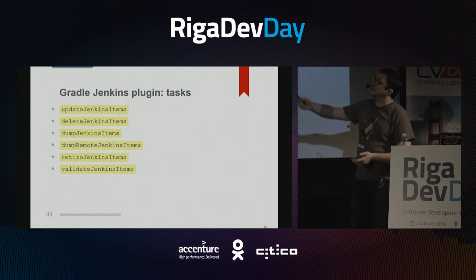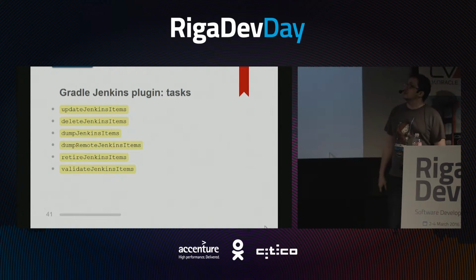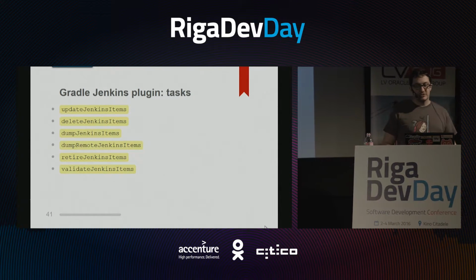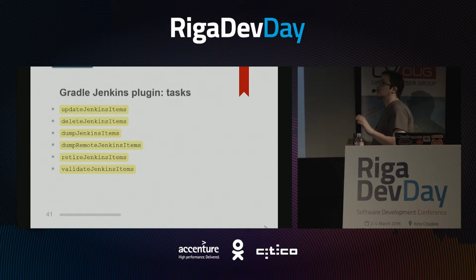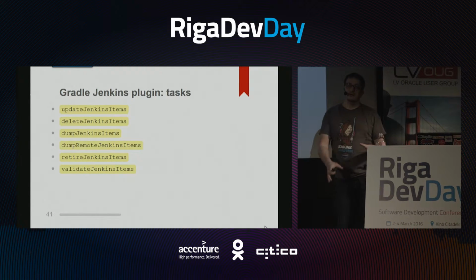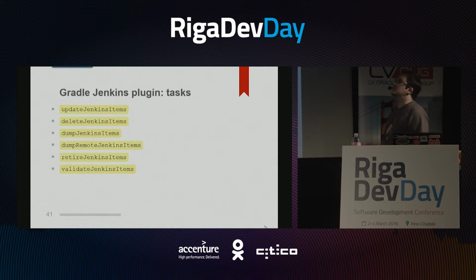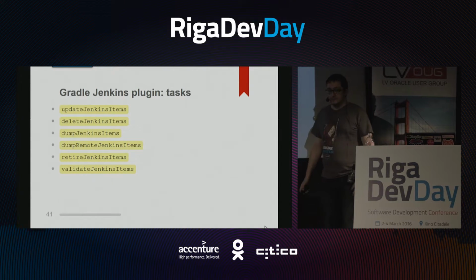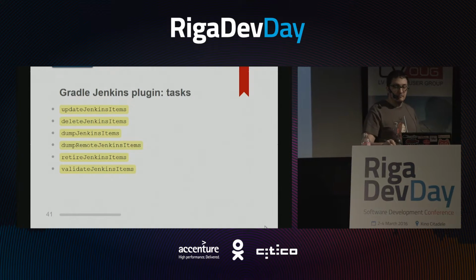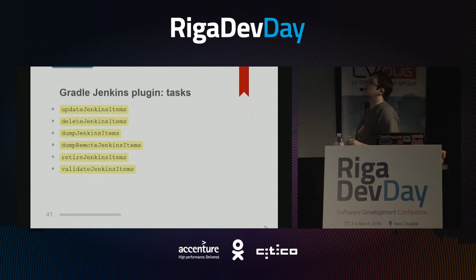Yes, that plugin supports updating Jenkins items, deleting Jenkins items, dumping Jenkins items, stuff like that. So you just run Gradle update Jenkins items, and all definitions that are defined in that Gradle build will be populated onto the server. So this is a way to control the versioning and structure of your Jenkins jobs in a better way, to approach it as code.